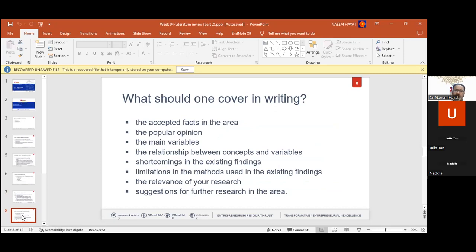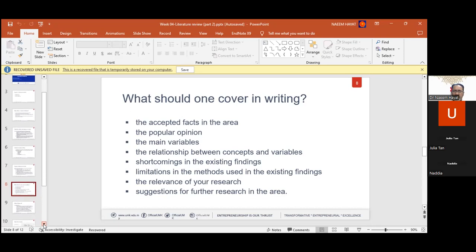When we're writing for an empirical paper, accepted facts must be established and a popular opinion must be given. Papers are more likely to be published or accepted when we are talking about the popular opinion. Only a few journals accept controversies, but most journals do not accept these kinds of problematic or controversial issues. The relationship between the concepts or variables and the shortcomings of the literature must be documented. That is where you establish the shortcoming, and where you can establish your mark or the contribution that you are making.